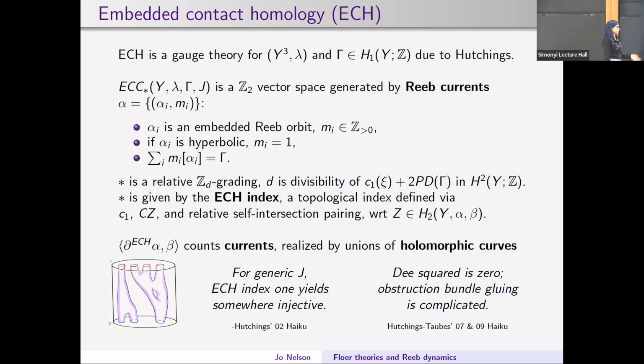And then the important work from the early 2000s are the following two haikus. Maybe it's a little bit excessive to call them haikus, especially the second haiku, because it's 200 pages of mathematics with both Hutchings and Taubes' names on them. But it encapsulates morally what's going on. So the first haiku is basically telling you that this ECH index 1 condition is very special because it forces somewhere injectivity for the curves that you count.